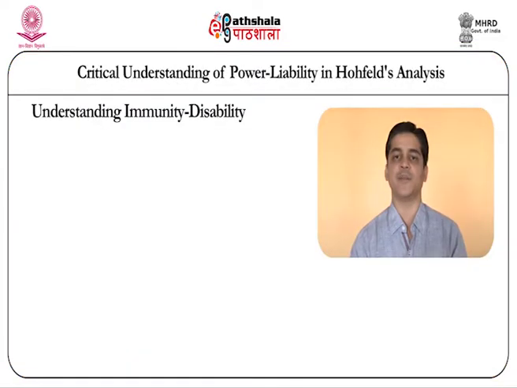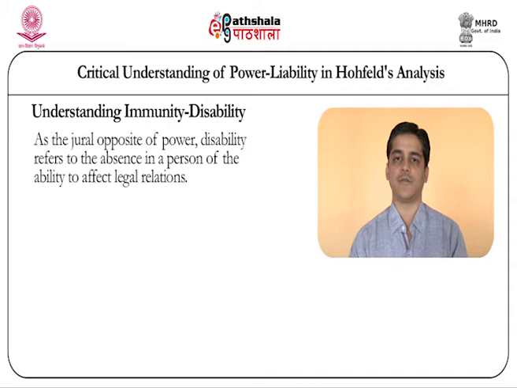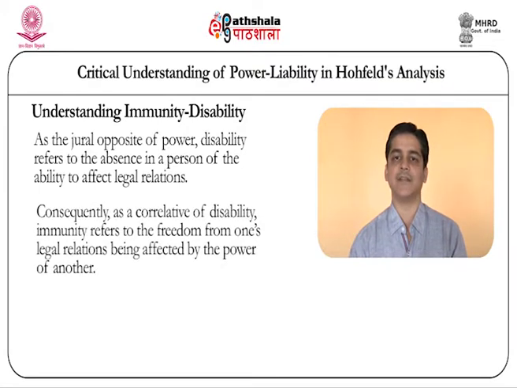Now, when we speak of power liability relationship, it will be incomplete to speak of it unless we briefly understand what is immunity disability relationship. Power liability relationship is contrasted by immunity disability relationship. The opposite of power is disability and the opposite of liability is immunity. The way power refers to the existence of an ability to alter legal relations, disability refers to the absence of an ability to alter legal relations, and the correlative of disability is immunity.